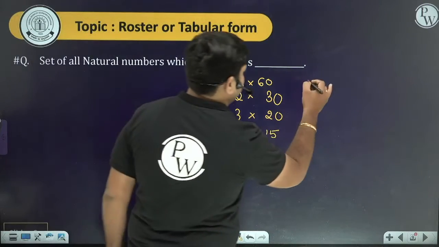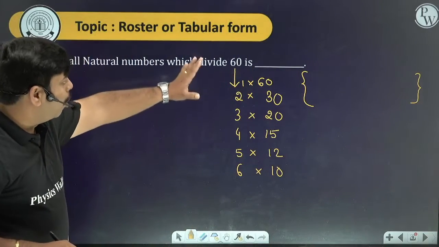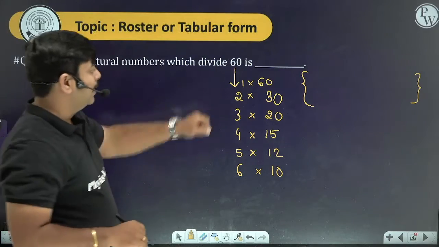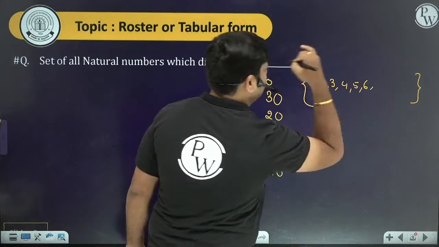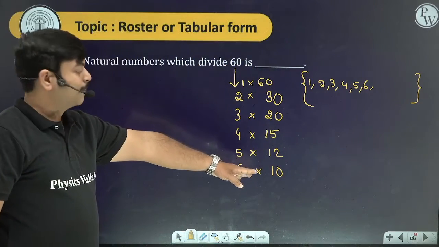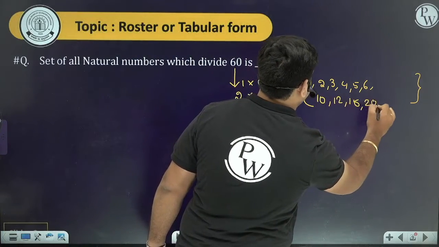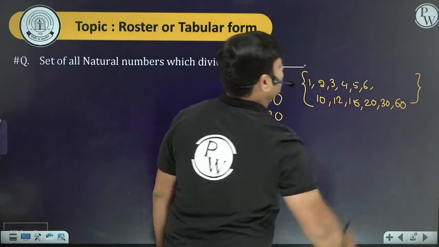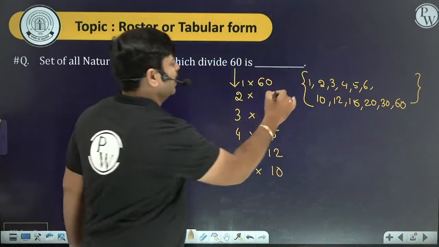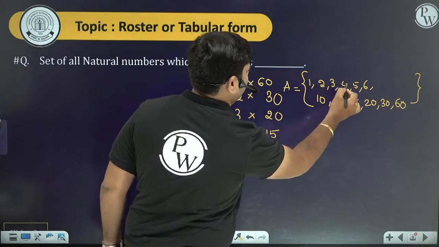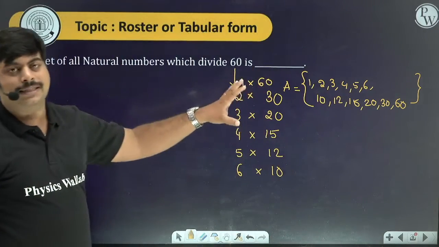So the answer for this is written in braces. All the natural numbers, so I can include 1, 2, 3, 4, 5, 6, and also 10, 12, 15, 20, 30, and 60. All these are in the same set. We can write it as A, equal to all these. There are a total of 12 elements inside that.